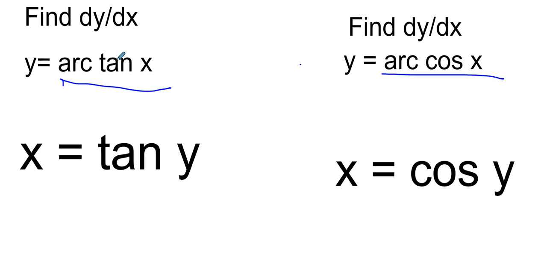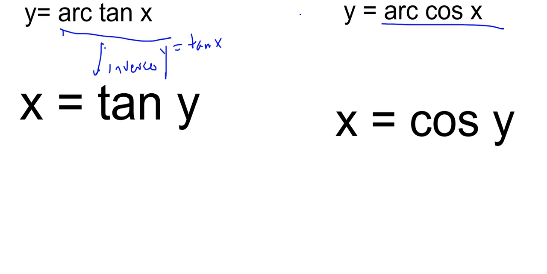Now, in order to find this, these are inverse trig functions. So in order to find inverses, I'm going to start with the tangent function. Actually, switch x and y's. Because these are inverses, I'm going to start with an inverse function of one that we know: y equals tangent of x. So the inverse of y equals tangent of x is x equals tangent of y.